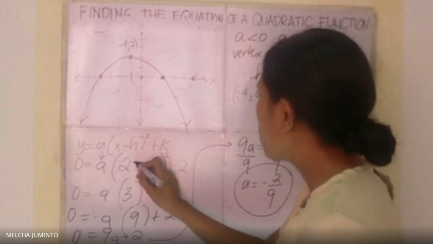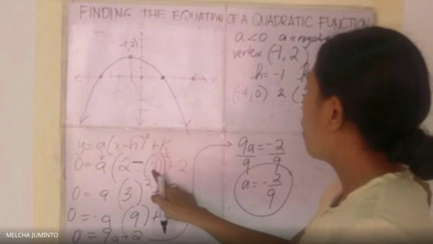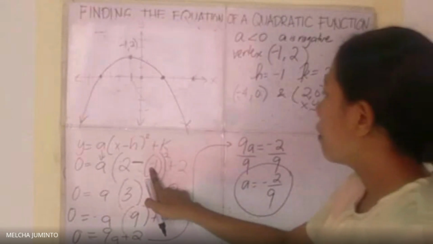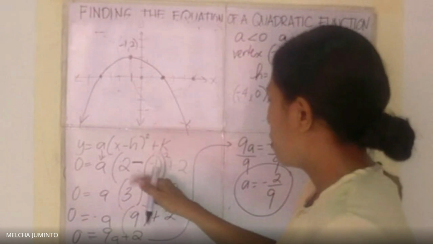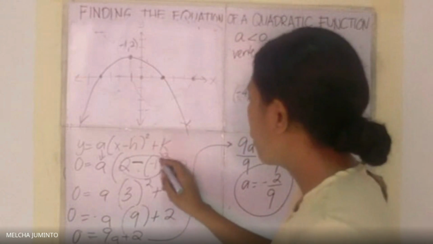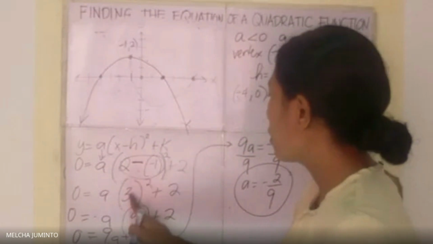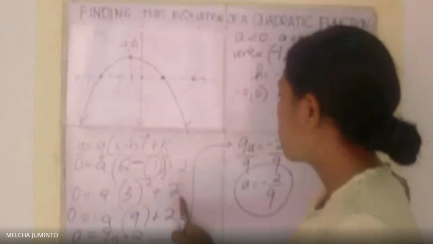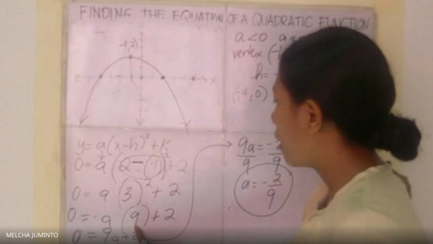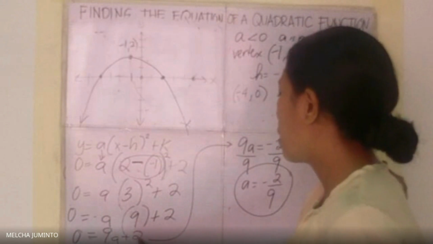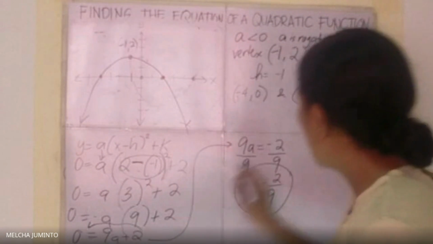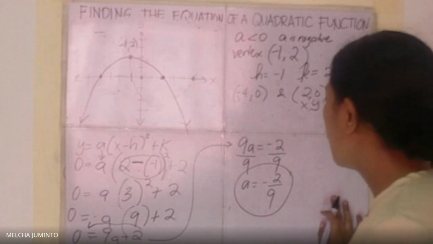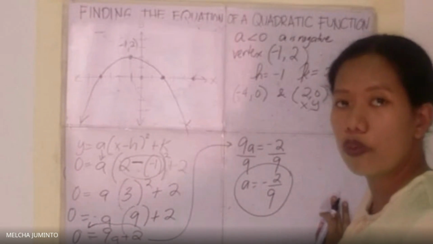And then minus h, which is -1, squared plus 2. And then simplify first, parentheses first. So 2 minus -1 is 3 squared plus 2. Square 3, 9. 9 times a, 9a plus 2. Transfer 2 from right to left, it will become negative. Divide both sides by 9, a equals -2 over 9.